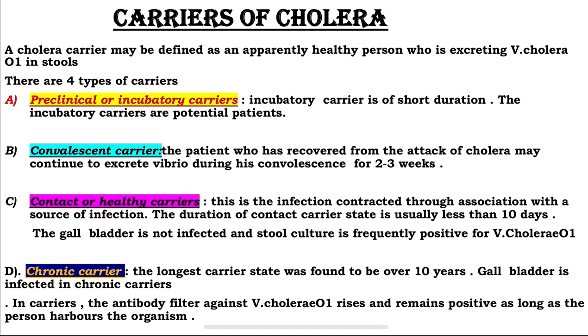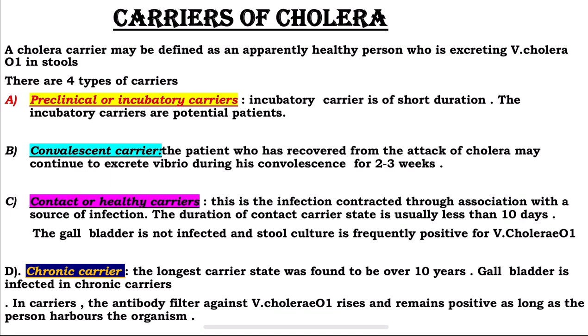There are 4 types of carriers. We have incubatory carriers, or preclinical. Incubation is a preclinical condition. There are no signs and no symptoms present in the individual. He is almost a healthy individual who will be shedding the bacteria. So the incubatory carriers are seen for a short duration. They are the potential patients.